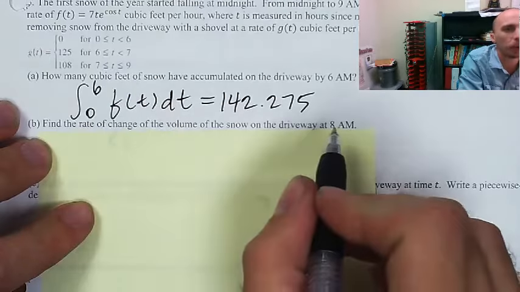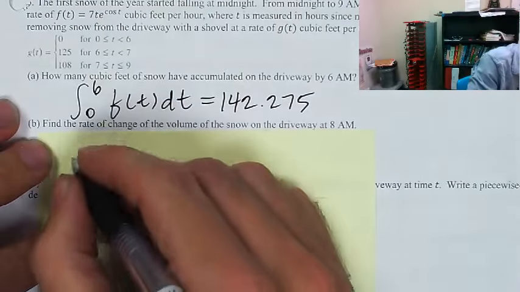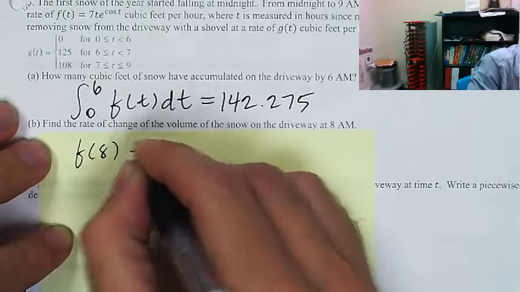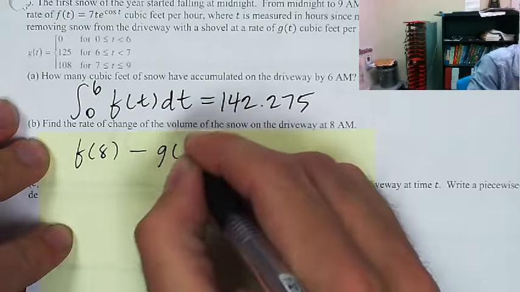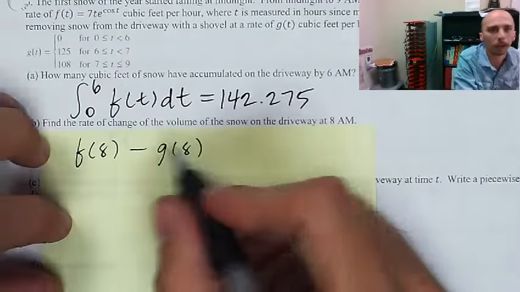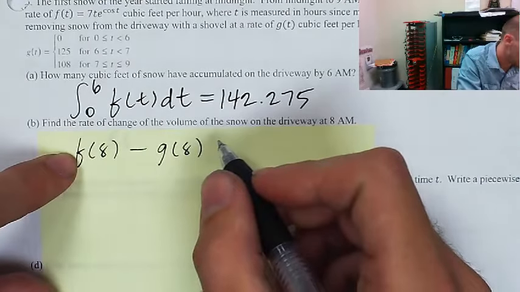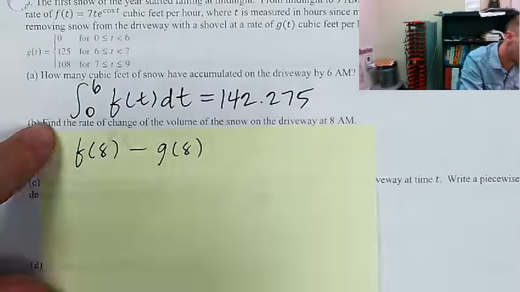So at time t equals 8, f of 8 minus g of 8 is going to be like my net rate of change, right? The rate in minus rate out. F is the amount of snow that's falling. G is the rate of removal.